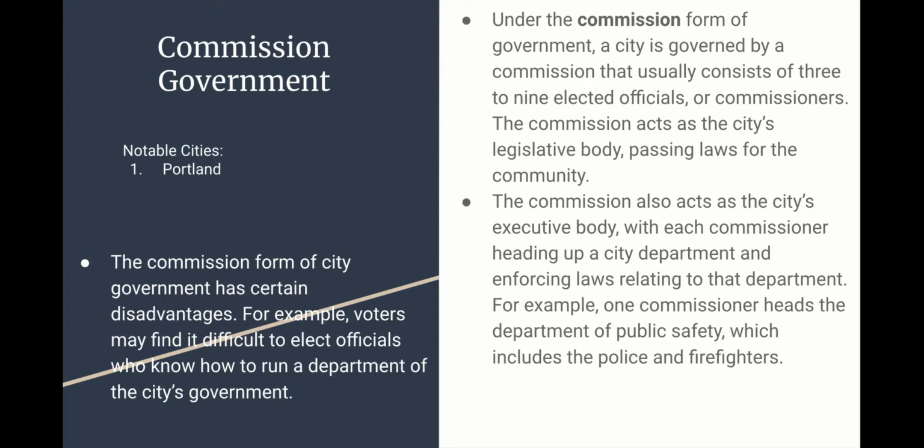Commission government. Under the commission form of government, a city is governed by a commission that usually consists of 3 to 9 elected officials that serve as the legislative body that passes laws. Under this system, they do not have a mayor. Notable cities like this would be Portland, Oregon.